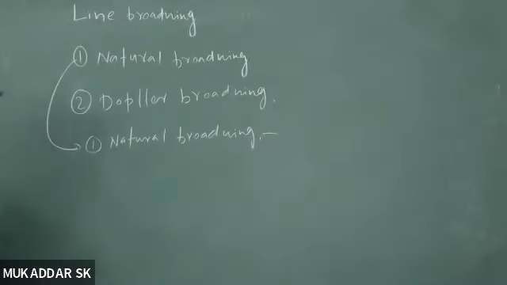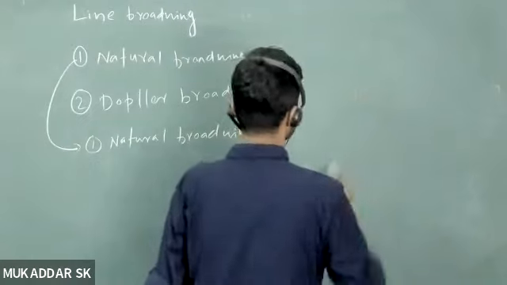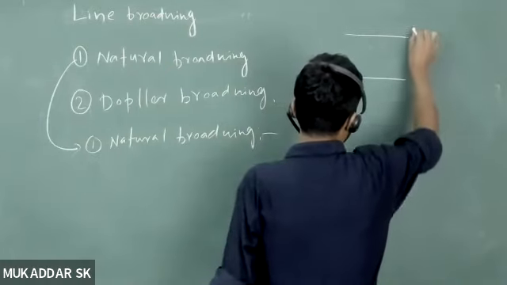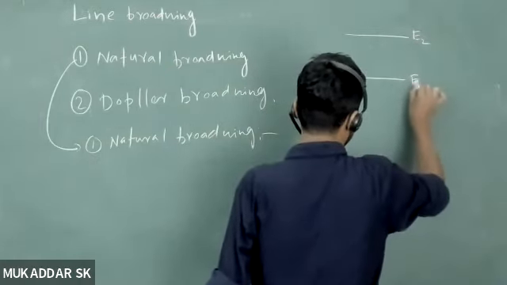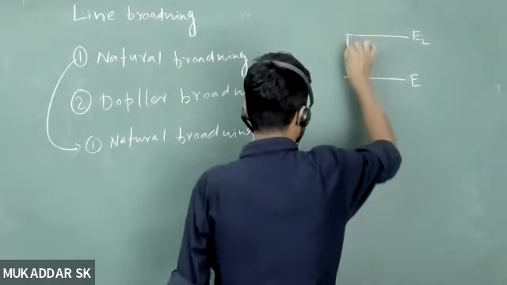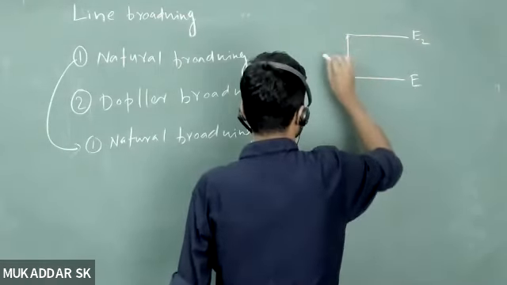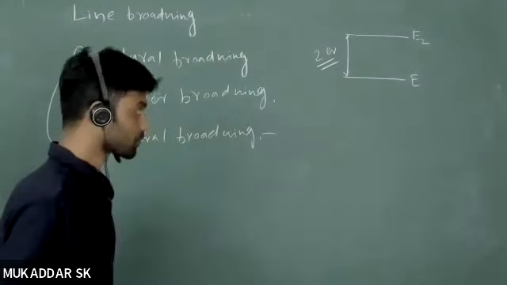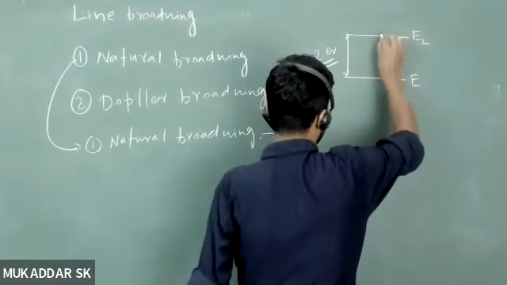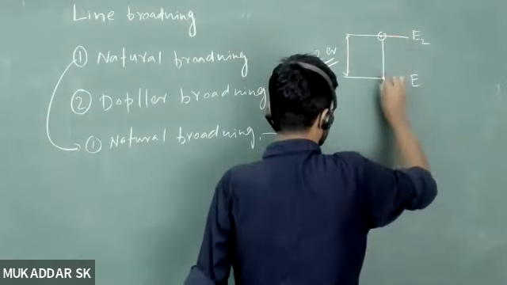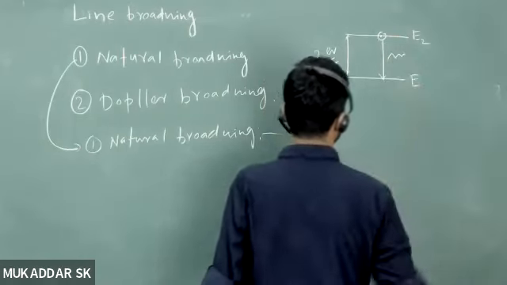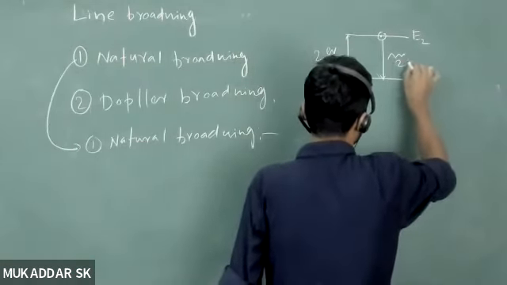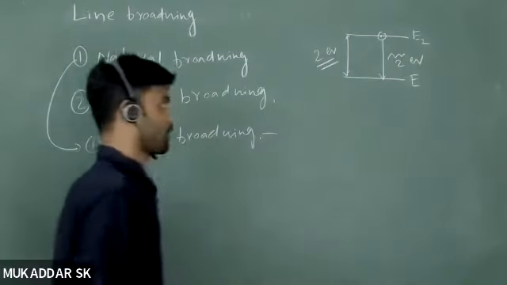So you see, suppose this is your two energy levels, E2 and E1. Let us assume their separation is some 2 electron volt. When the atom makes a transition from the higher state to the lower state, there will be emission of a photon. So you are expecting the energy of the photon to be 2 electron volt, right?